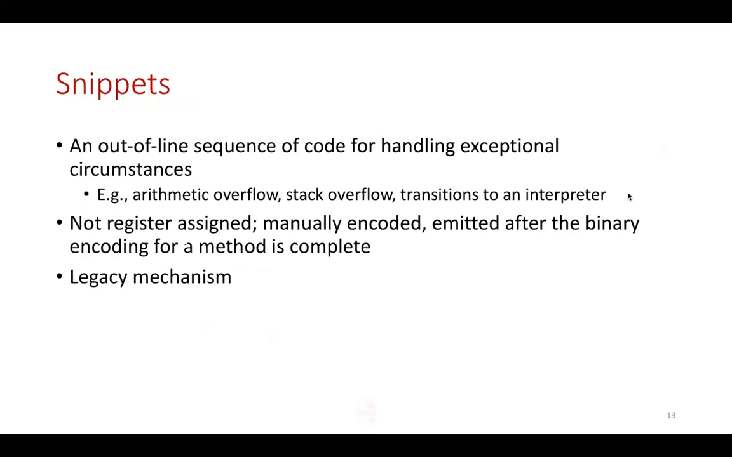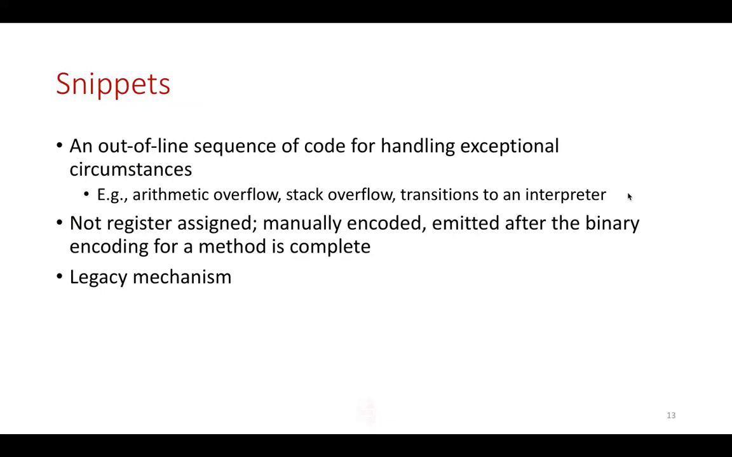So I guess for some lighter fare now. You'll undoubtedly see, if you start looking at other code generators and even the 32-bit ARM, that there's this notion of things called snippets. This is actually a fairly old concept. It's one of the very earliest means that we had in the code generator for handling exceptional circumstances. It's an out-of-line sequence for handling these circumstances, and it's used for things like arithmetic overflow or stack overflow, or if you have to make some kind of a transition into the interpreter for some exceptional case.